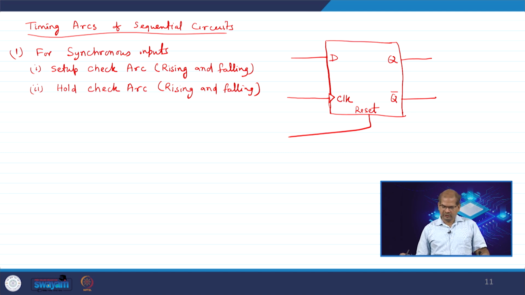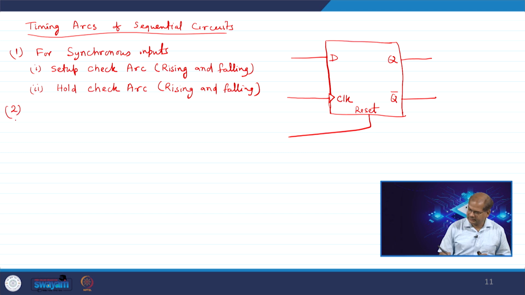Okay. So, similarly, you have the asynchronous input, basically your clock for synchronous input, your clock to D. Okay. You have the setup check and the hold check. So, these are the arcs for the setup check arc from the clock pin to the D pin.